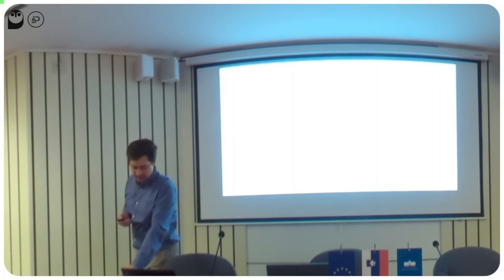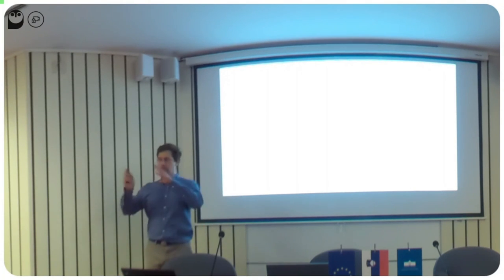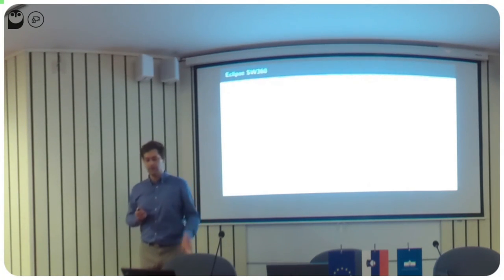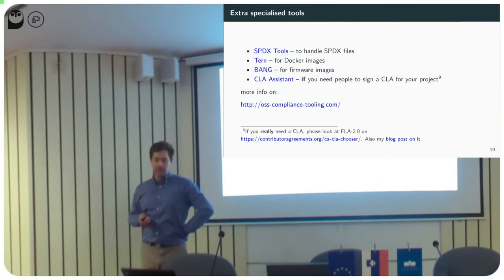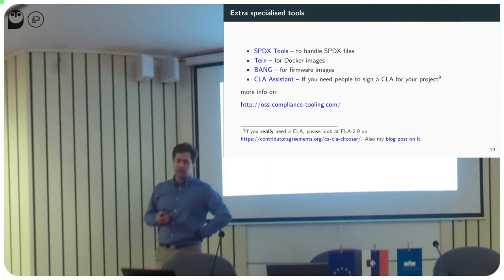And it gets even more complicated. You need to handle different components for different projects. Then you need a software catalog manager like Software 360. And there's even more specialized tools like SPDX tools. So if you handle SPDX documents, Thurn is the best scanner for Docker images. If you need to deal with Docker images and figure out what goes in, what licenses apply, etc., that's a whole. I don't have my source for that. So Thurn is really good.